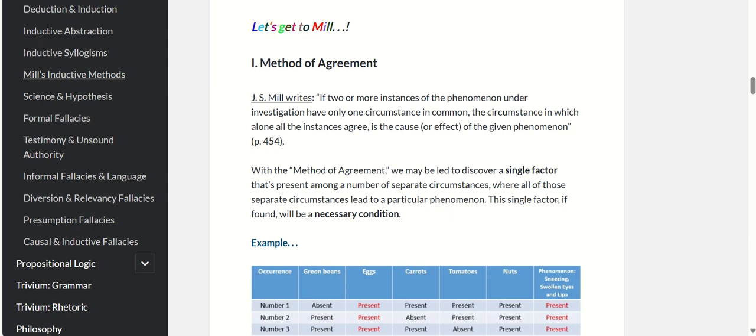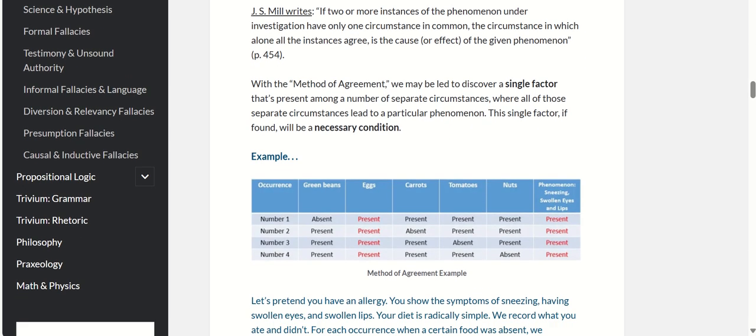So let's start with the method of agreement. And with the method of agreement, we may be led to discover a single factor that's present among a number of separate circumstances, where all of those separate circumstances lead to a particular phenomena.